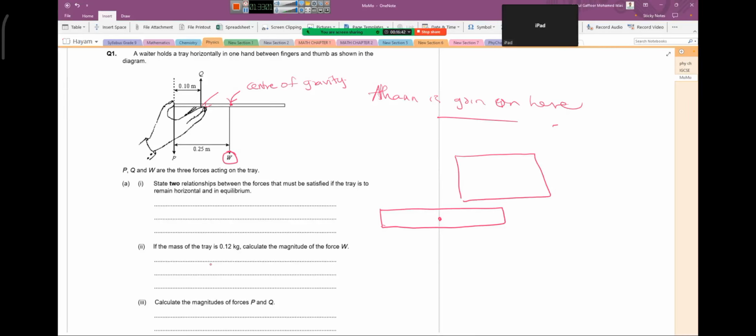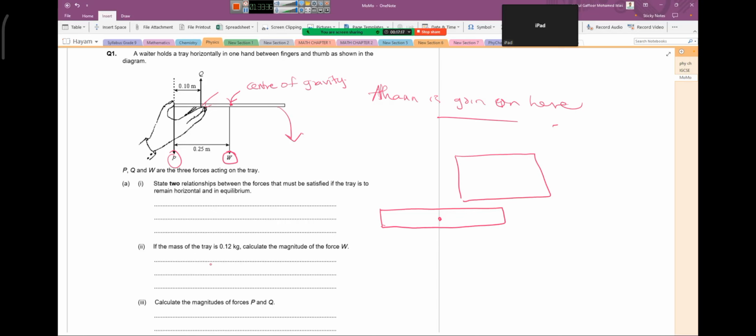Now, for example, if the waiter releases his thumb, what will happen? The tray will fall, it will topple like this. He is holding the tray by his thumb, literally. So he should apply some force in this direction, that is P. P is the force that the waiter exerts on the edge of the tray using his thumb.